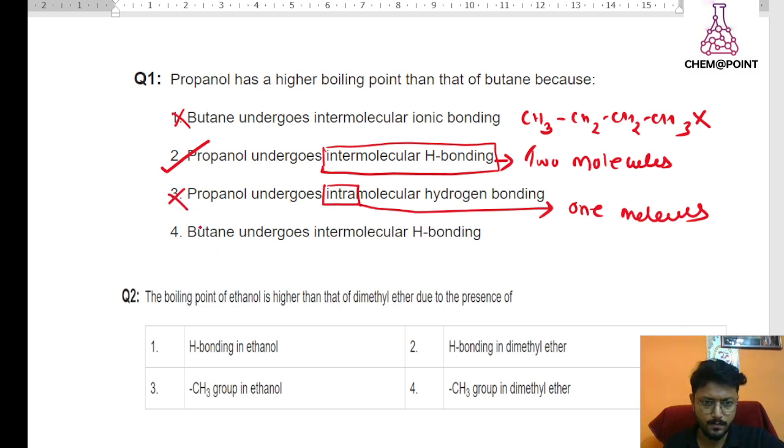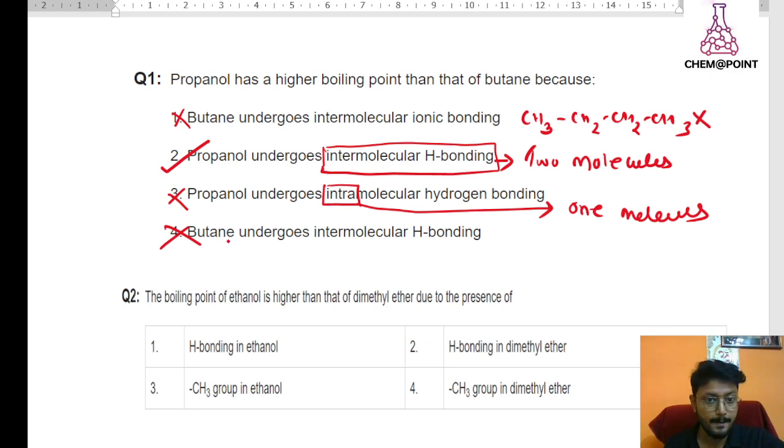Butane has no group where hydrogen is attached to oxygen, nitrogen or fluorine, which could show H bonding. In butane, the hydrogens are attached to carbon, so it does not show H bonding. The second option is correct.